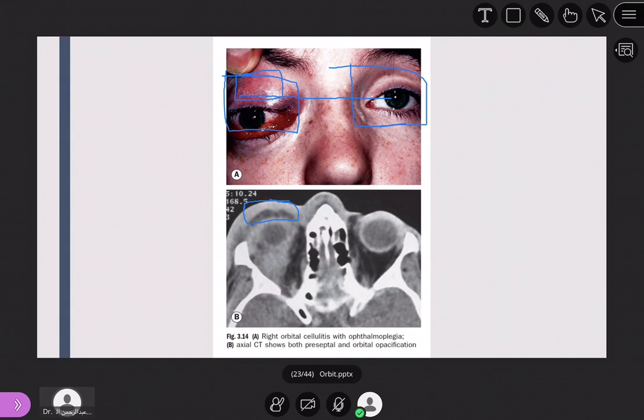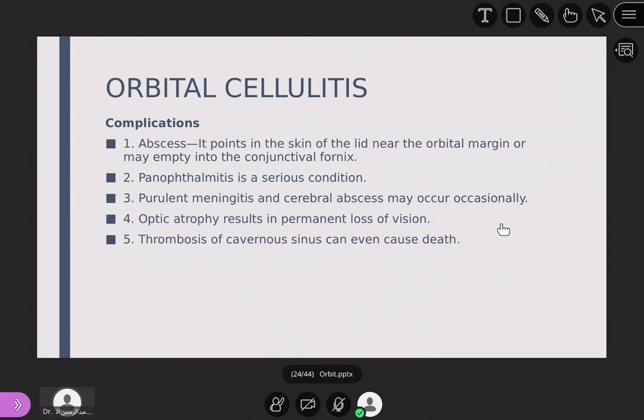However, here the orbit is filled with inflammation. You can compare it to the other eye. The orbit here is fine. However, here we have inflammation in the orbit. This caused the globe to be pushed anterior. Complications: abscess, panophthalmitis, and inflammation of the whole orbit. Purulent meningitis, it can be transferred to the meninges, will cause meningitis, cerebral abscess, optic atrophy.